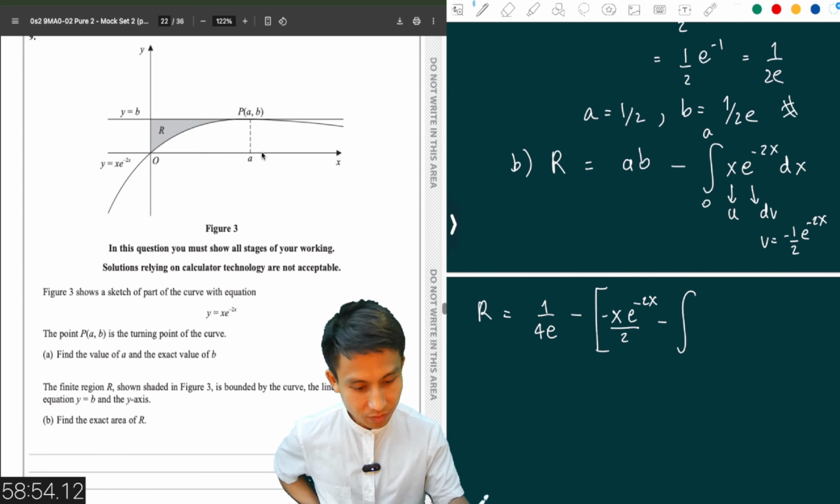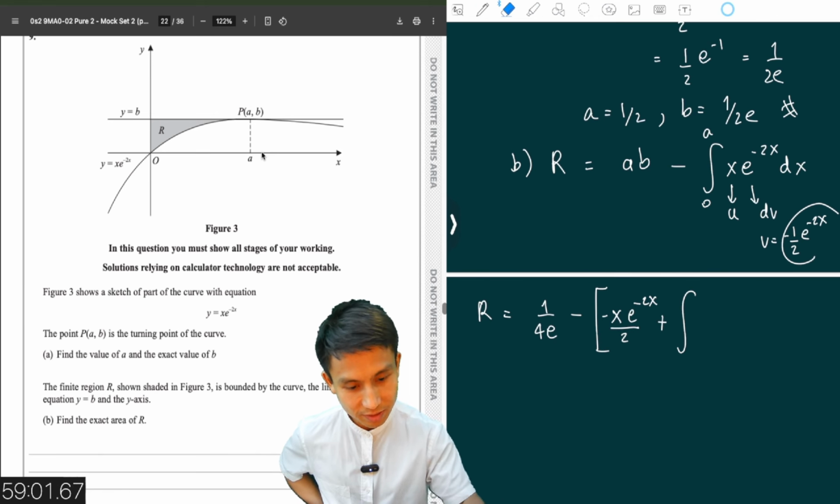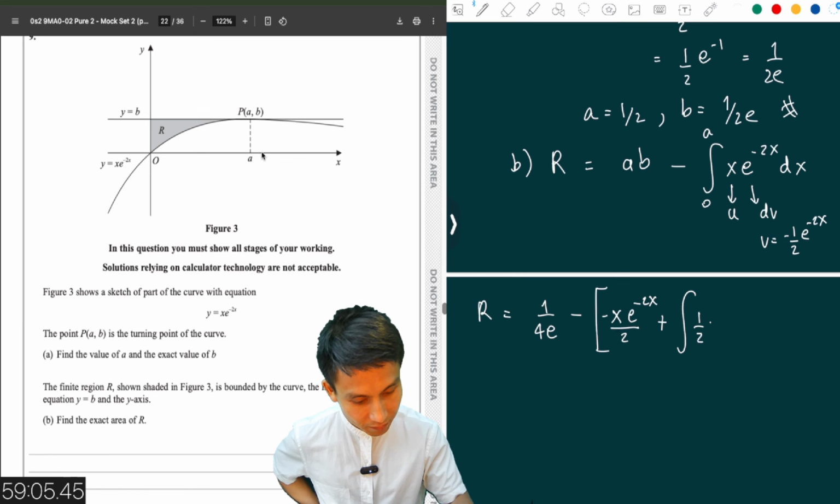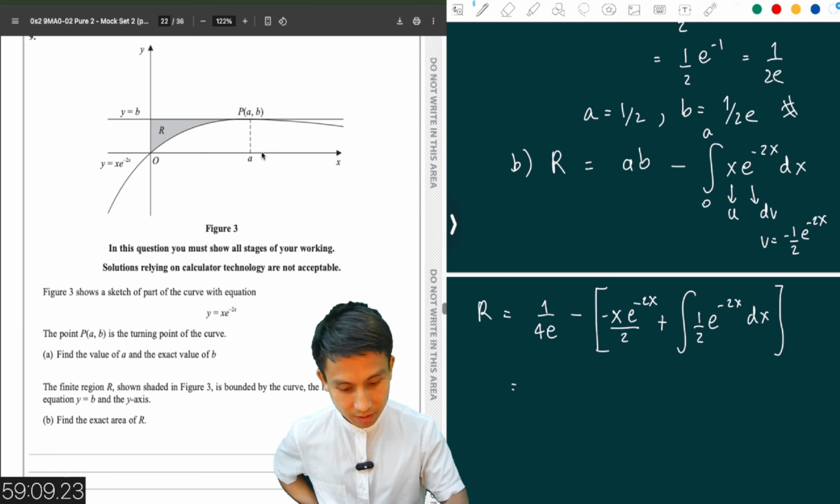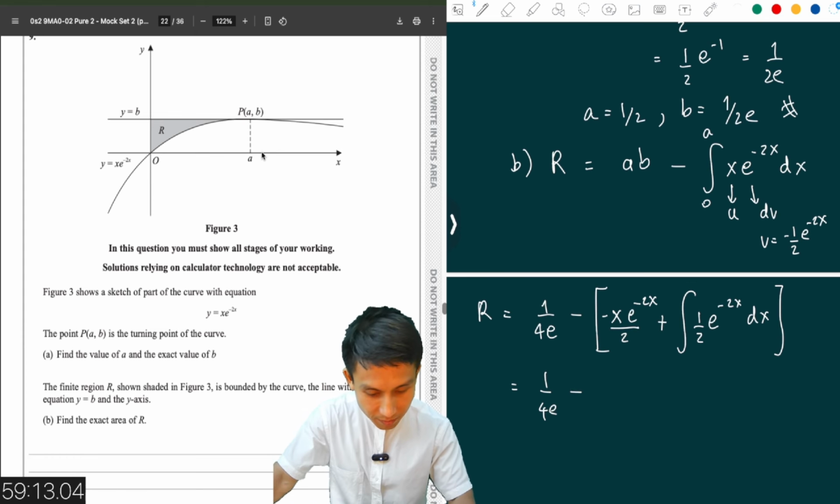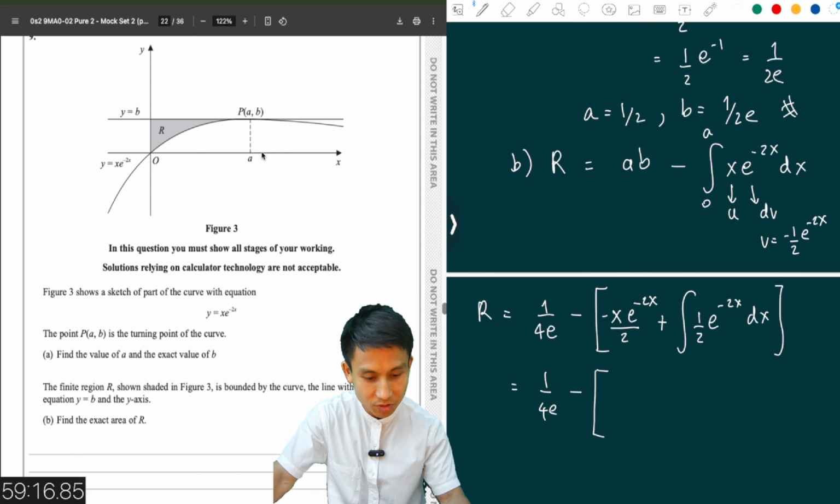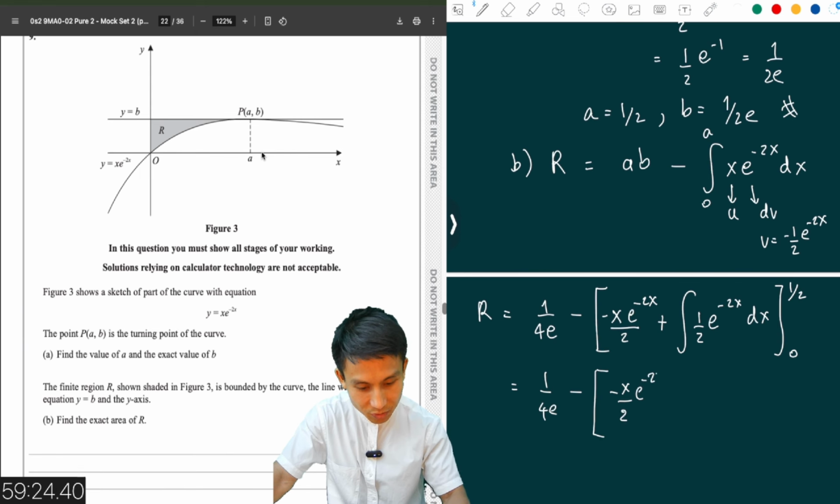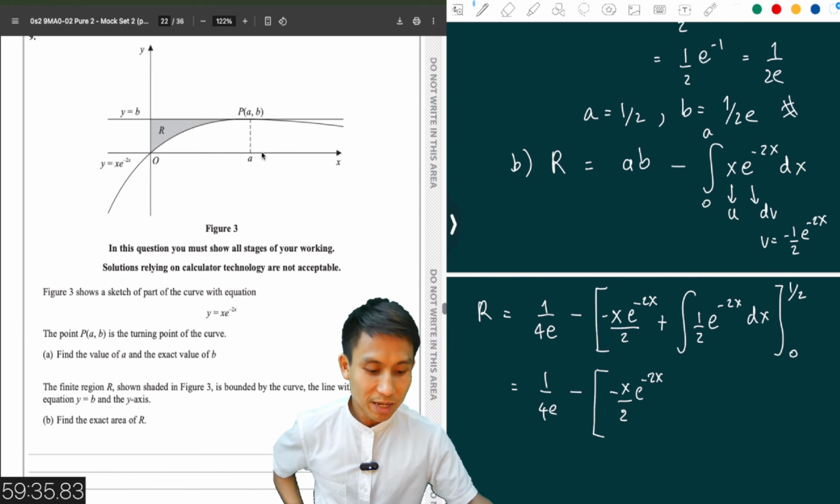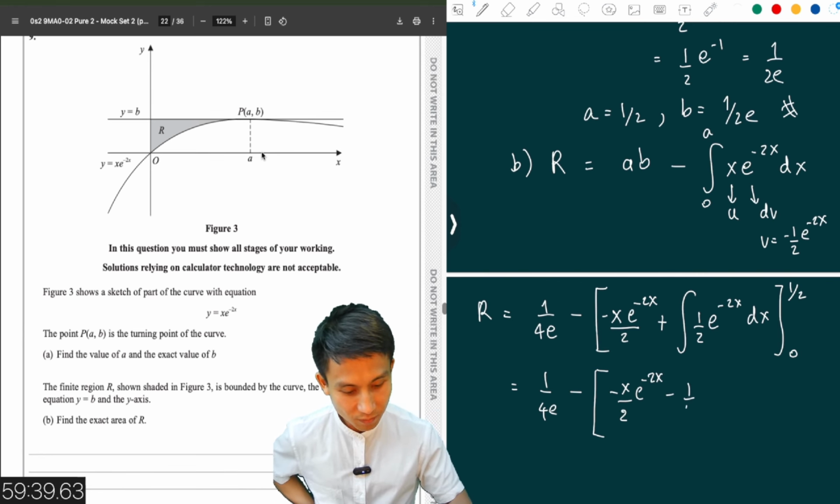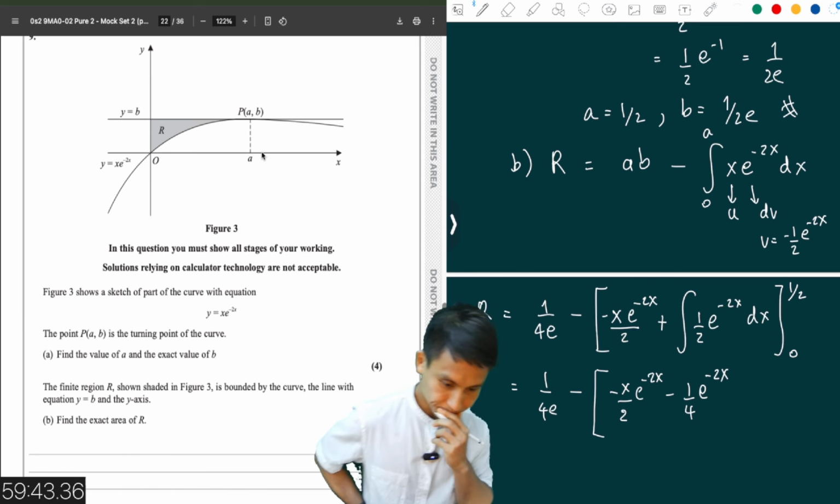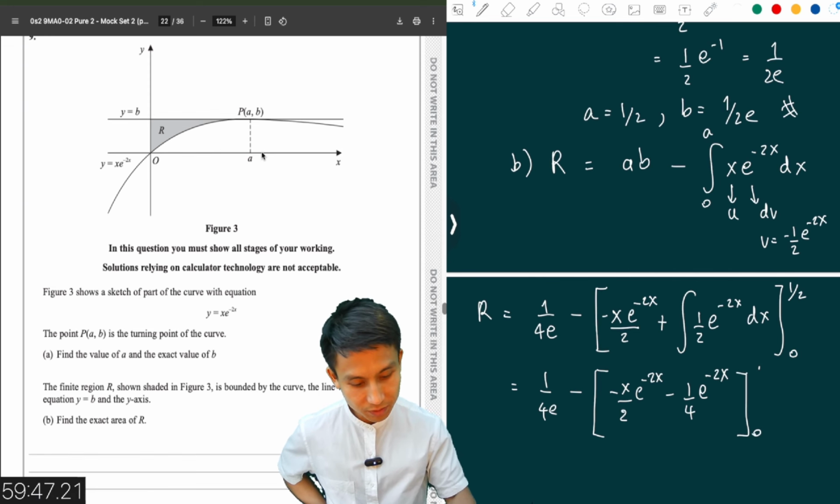And then minus the integral of du, which is 1, and then also the v. So it's a minus here, so I can change the sign to a plus, right? Just make it a little simpler there. And 1/2 e to the minus 2x again. Okay, so it's 1 over 4e minus, simplifying everything and putting the bounds all together, from 0 to 1/2 here. So that's minus x over 2 e to the minus 2x, and then a plus, right? If we integrate that again, the minus 2 will be dividing again, so we get a minus 1 over 4 e to the minus 2x, right? And this is from 0 to 1/2, okay?